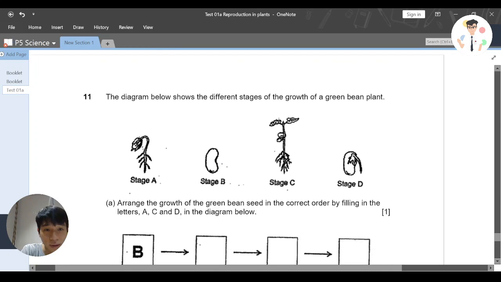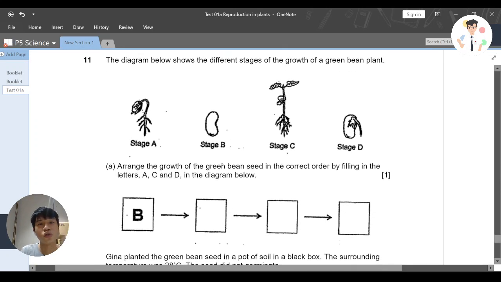Let's look at the last one. The diagram below shows the different stages of growth of a green bean plant. Arrange the growth of the green bean seeds in the correct order by filling in the letters A, C, D in the diagram below. So it starts with B. Then which one is next?